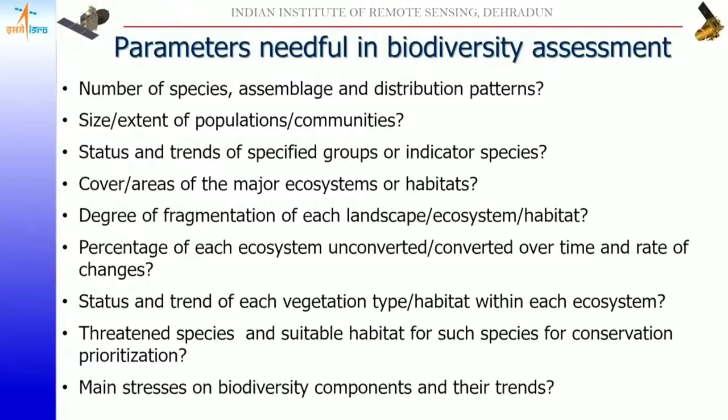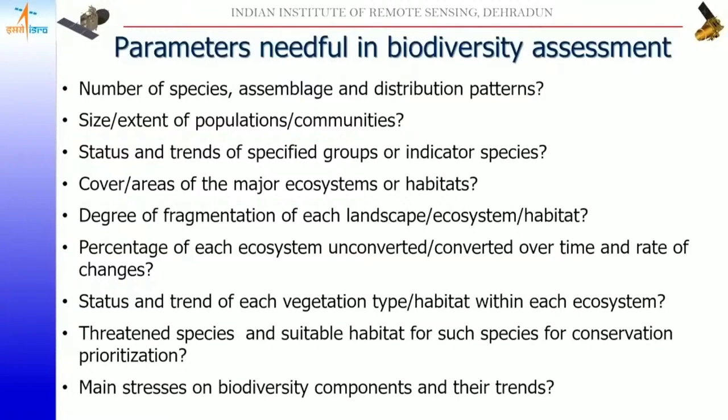Many species are adapted to a certain kind of environmental condition or vegetation in which they can only exist. So what is the trend and status of a particular vegetation type, that is also important in biodiversity studies. And the threatened species, because there is an increasing trend in the number of threatened species over the period of time, and what the species are, and how much suitable habitat exists for that species in a particular landscape, based on which we can do the conservation prioritization of the area.